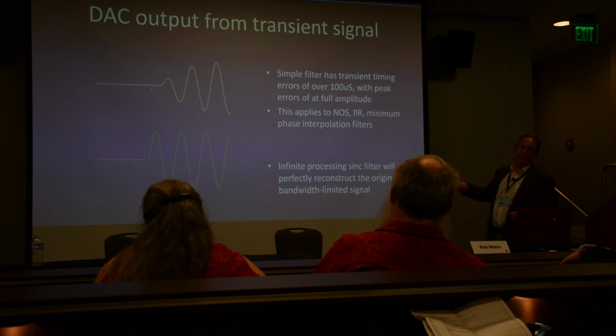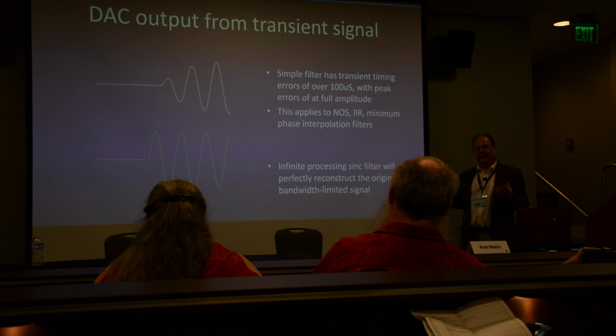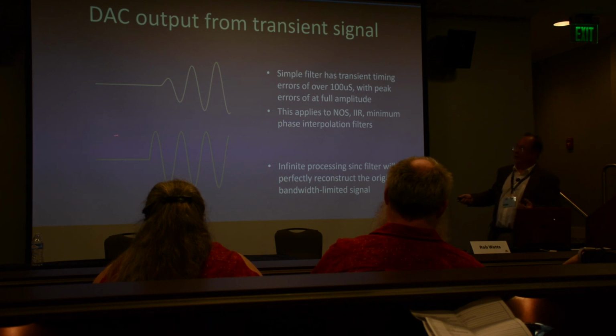into a minimum phase or an IIR filter, in other words, any filter that's got no pre-ringing, you end up with this output. And this is actually 100 microseconds worth of timing error. The peak amplitude error is full output, because it's completely lost this initial part of the transient. Now, if you use an infinite processing sinc filter, then it will perfectly reconstruct the original transient, and it will get this information back.